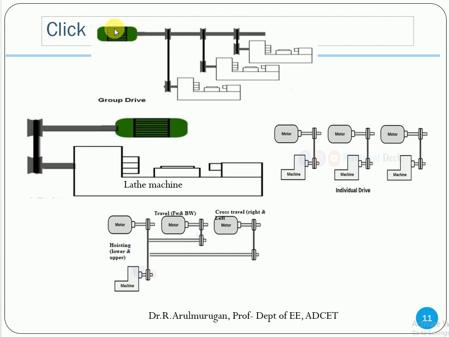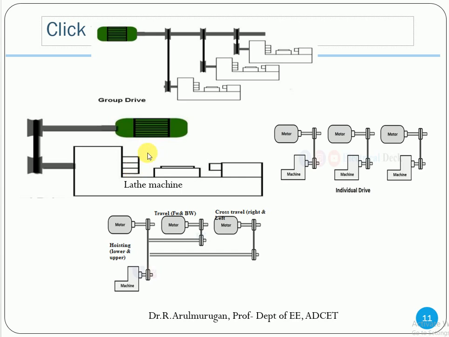So what is a group drive system? Only one motor and n number of loads. Only one motor is connected to the loads: load 1, load 2, load 3. Through a belt arrangement, it is connected to the loads. So what is the drawback of this one? There is only one motor, so if the motor fails, all the loads go idle. You can't use that motor. So that's the problem with the group drive system.